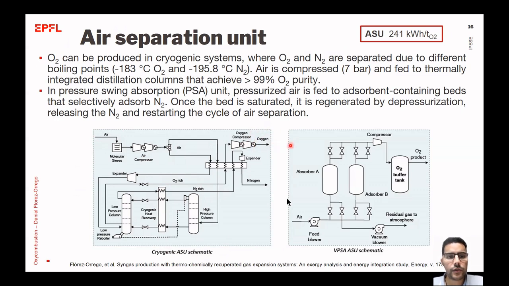In the case of the pressure swing adsorption unit, the pressurized air is fed to adsorbent-containing beds that selectively adsorb the nitrogen. Once the bed is saturated with nitrogen, it is regenerated by depressurizing the bed, and then it releases the nitrogen, restarting the cycle of air separation.